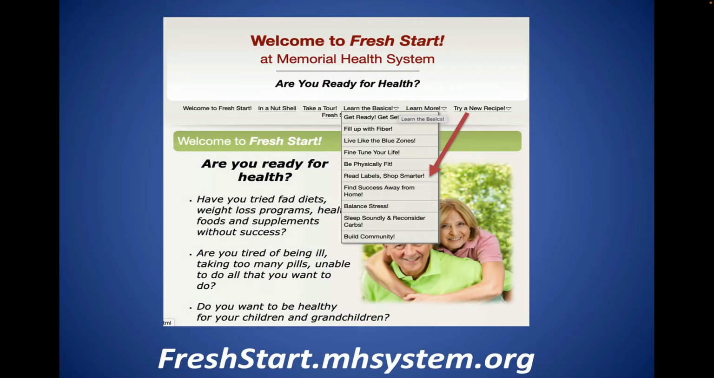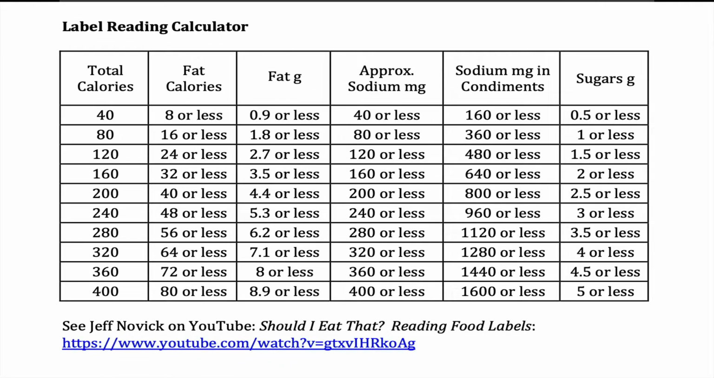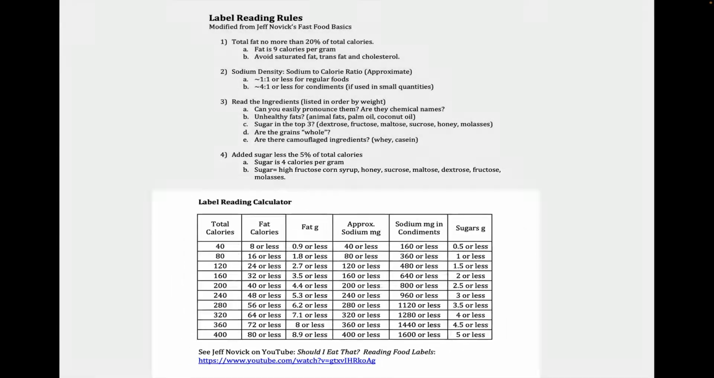If you're joining us on YouTube, you can find us at freshstart.mhsystem.org. Go to the Learn the Basics tab, scroll down to Read Labels, Shop Smarter. If you don't have a copy in front of you, you can download the label reading guidelines from the left sidebar. Notice the label reading calculator on the bottom. This helps you estimate quickly in the grocery store without needing to do full calculations.